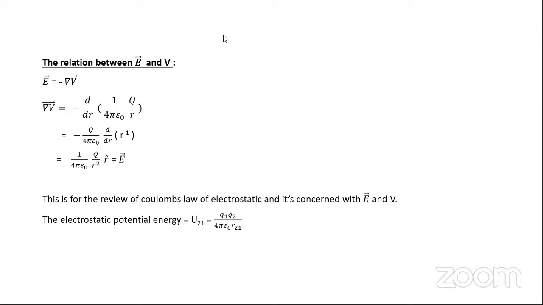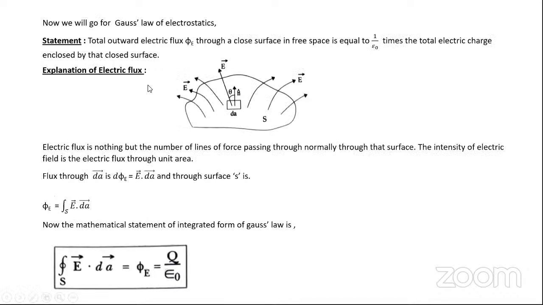Okay, so now we'll consider the syllabus for TY B.Sc Physics, paper number 4, that is Gauss Law of Electrostatics and its applications. So here I am having the statement of Gauss Law, that is total outward electric flux phi e through a closed surface in free space is equal to 1 upon epsilon 0 times the total electric charge enclosed by that closed surface, right? So this is the statement of Gauss law.